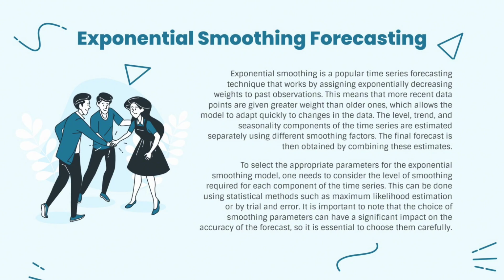This can be done using statistical methods such as maximum likelihood estimation or by trial and error. It is important to note that the choice of smoothing parameters can have a significant impact on the accuracy of the forecast, so it is essential to choose them carefully.